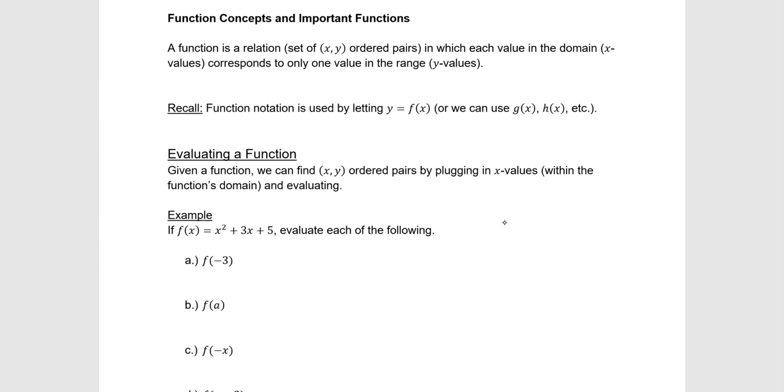For this review, we're going to be going over function concepts and some certain important functions.